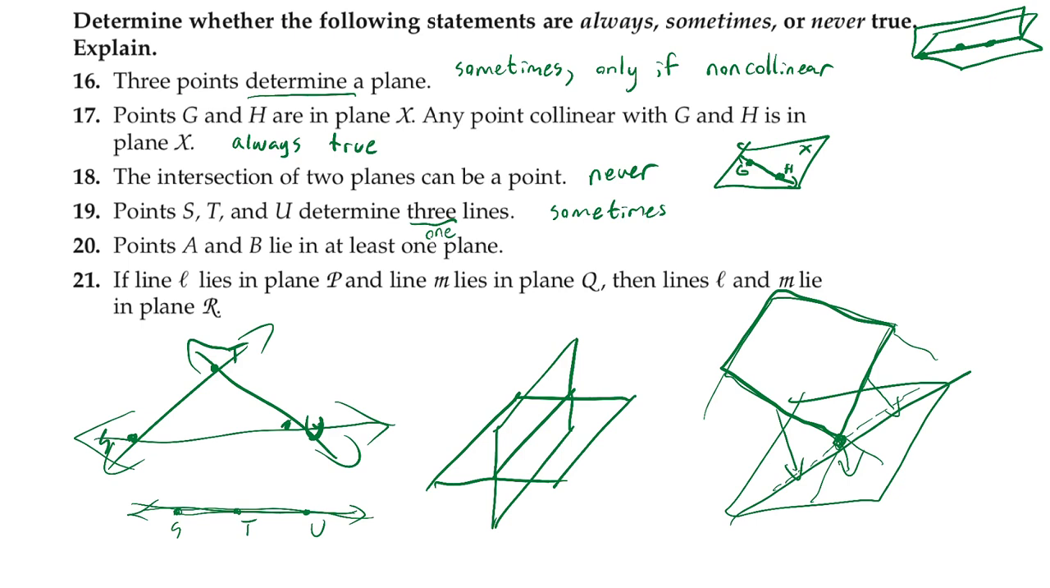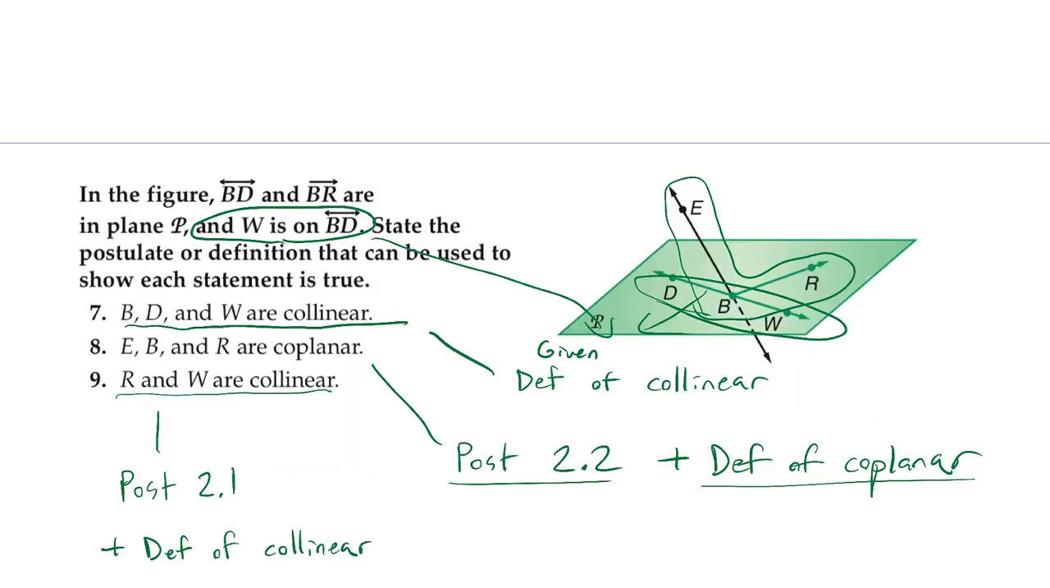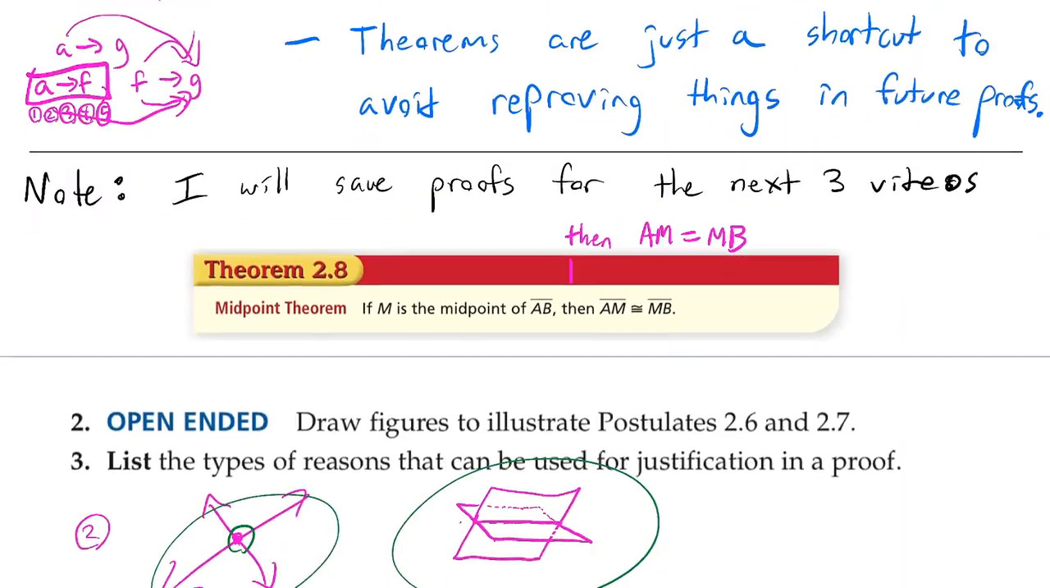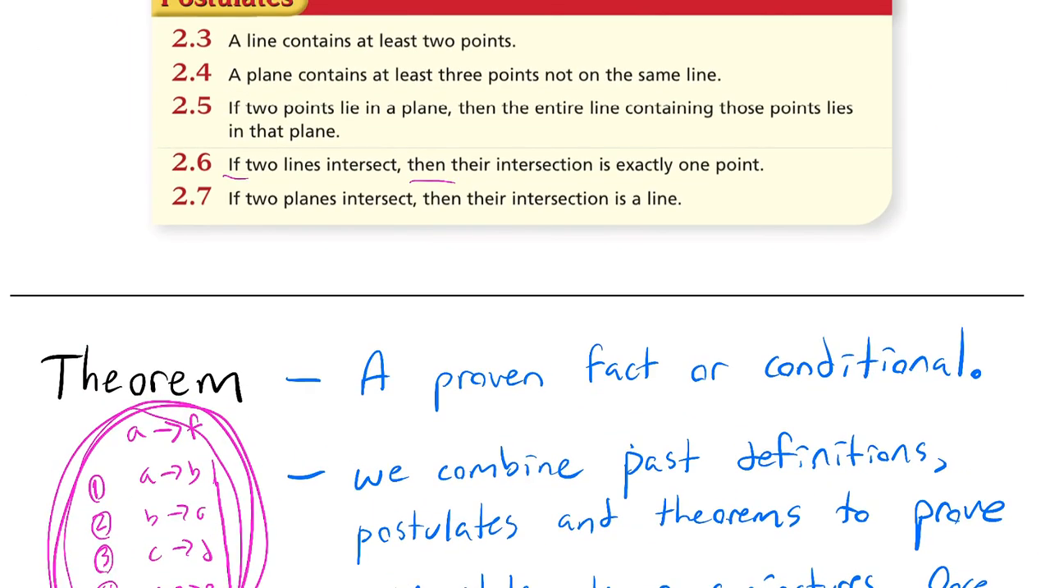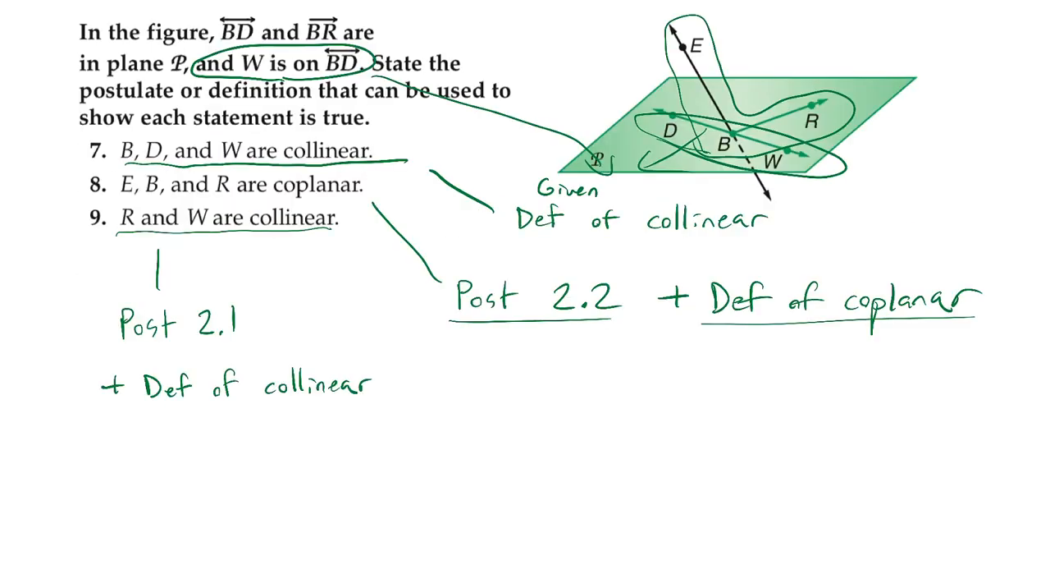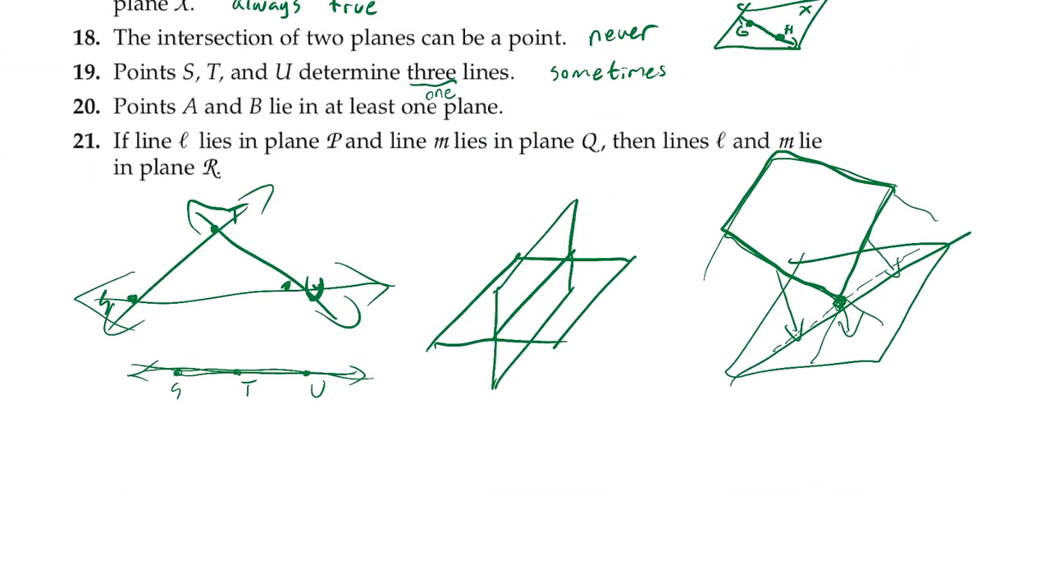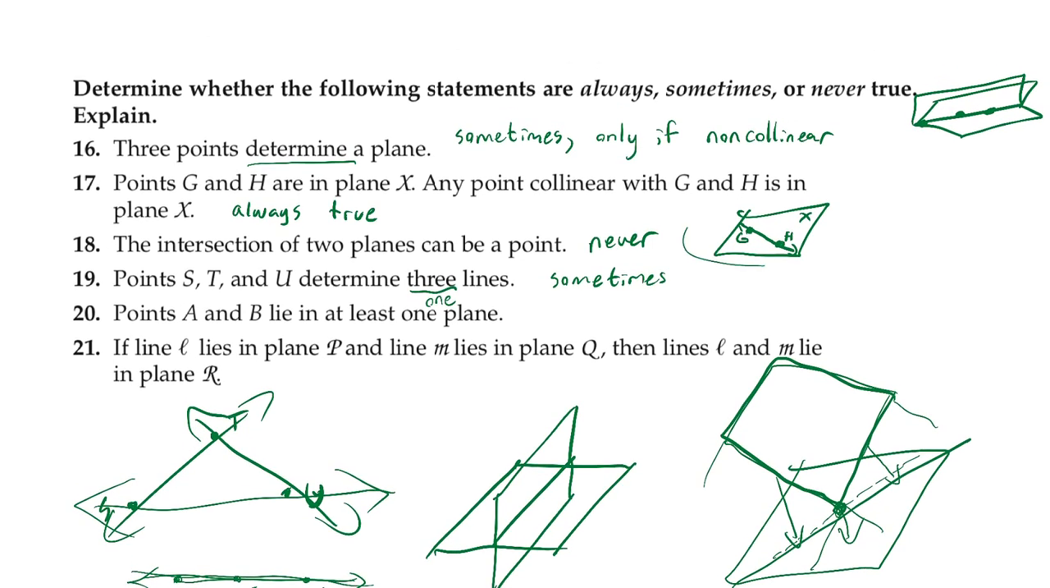Okay, let's look at 20. Points A and B lie in at least one plane. Yeah, well, I'm pretty sure that's one of our postulates, right? It's the opposite. If 2 points, oh, here we go. If 2 points lie in a plane, then the entire line containing those. Oh, 2.5, that was the theorem we just used. The other ones, we don't have a postulate that says exactly that, but notice that we did use postulate 2.5 right here, saying if 2 points are on a plane, then the entire line is on a plane. Okay, so points A and B lie in exactly one plane.